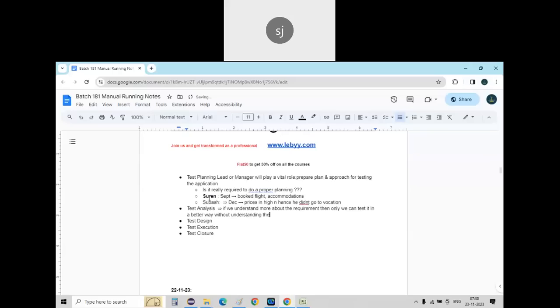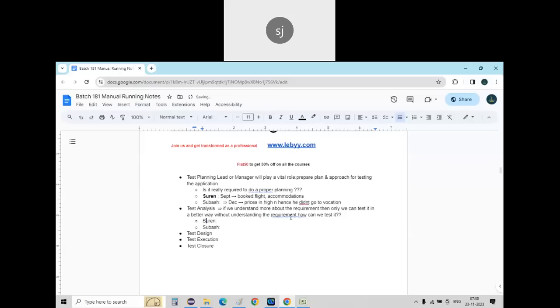Without understanding the requirement, how can we test it? How can we test it if we are not understanding what exactly the customer is asking? See, another example here in this case, guys. So again, Suren and Subhash.